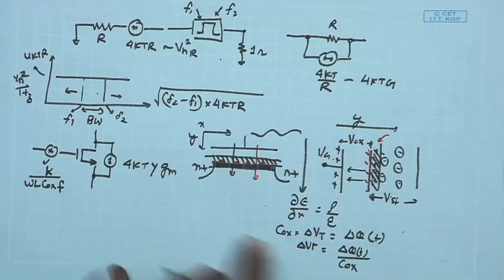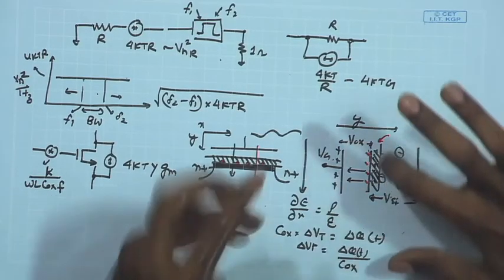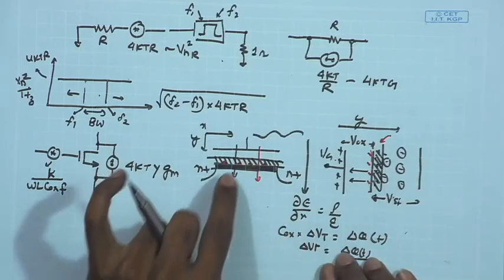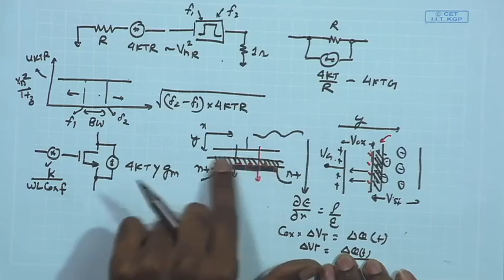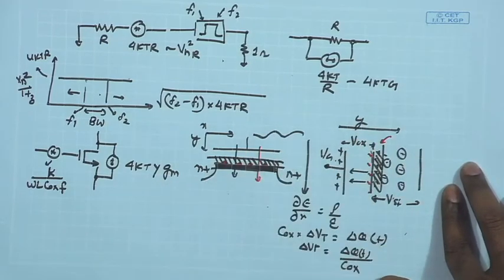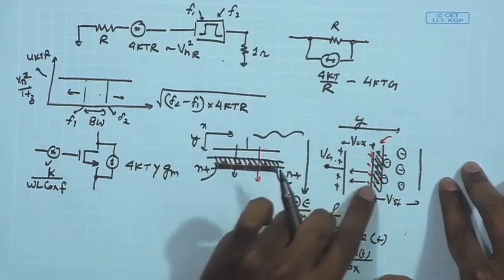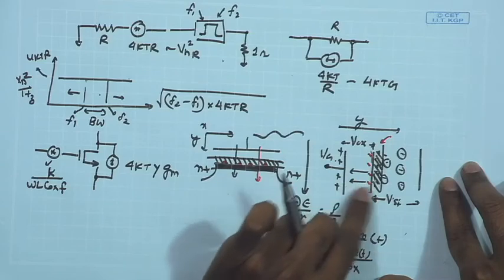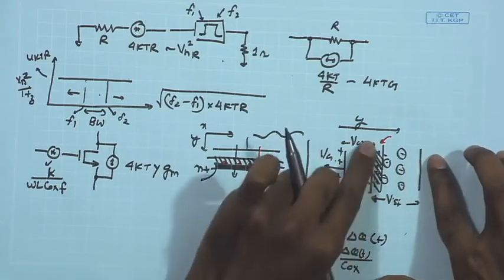So that is how this 1 upon COX term comes into the picture. The bottom line is, because of this random interaction of the electrons flowing in the channel with the oxide interface, you have continuous trapping of these electrons at the surface. And if I look at the effective voltage drop produced across the oxide, delta V, this is the random change in delta V that is happening because of the random trapping of electrons.